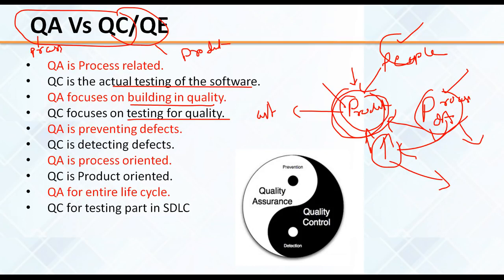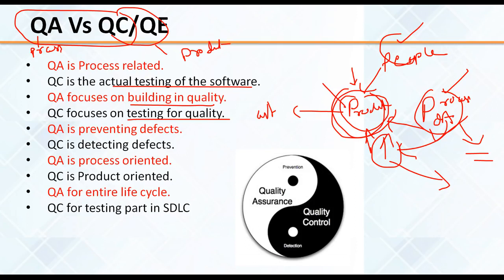Just like a government and the people. Government will put the rules and people will follow the rules. Similarly, QA will define the rules and process, and the rest of the teams will follow the same process and rules. So that is the basic difference between QA and QC.